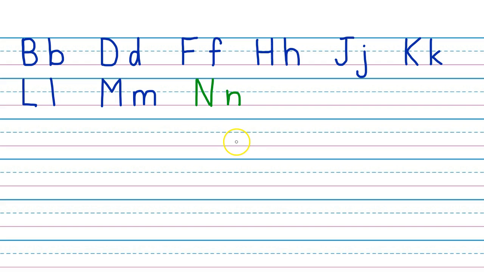So let's write the capital N that says N 5 times, and we'll say its sound each time we write it. We start at the top line, go down to the baseline, back up to the top line, down to the right, back up to the top line, and down to the baseline. Capital N that says N. That's our first one.